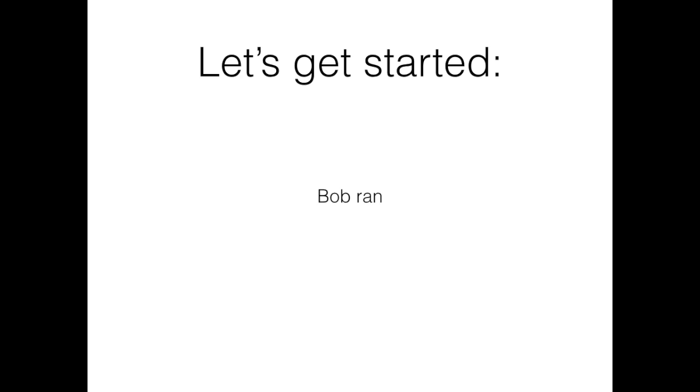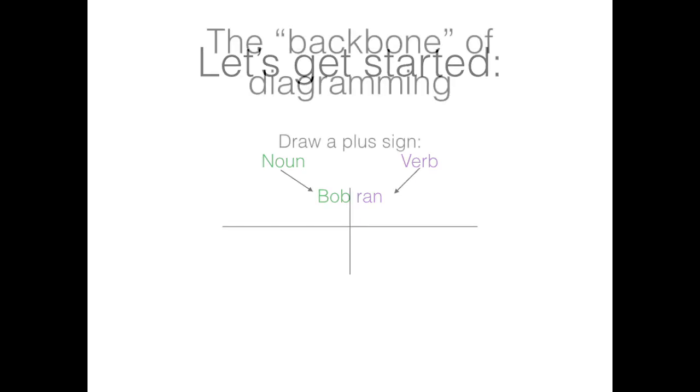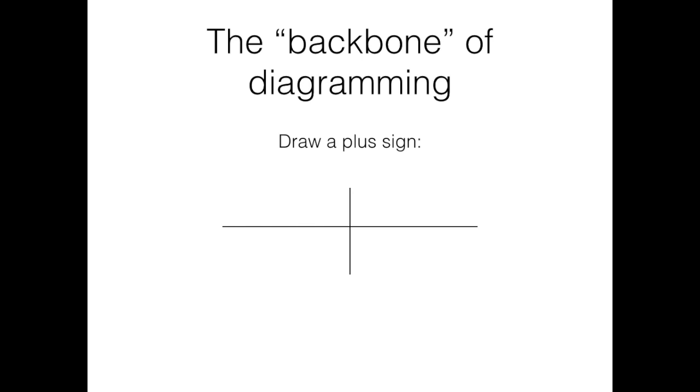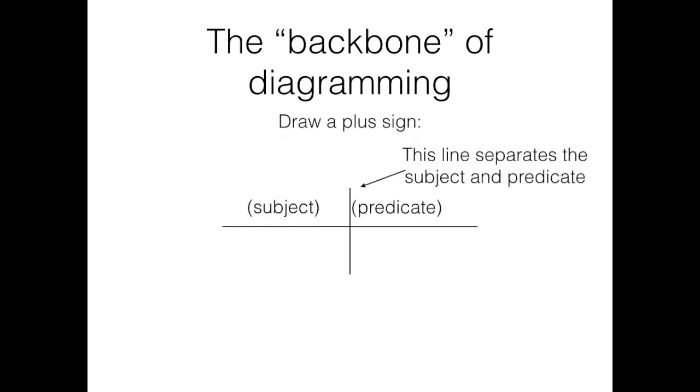Bob ran. This sentence has two words, a noun, Bob, and a verb, ran. These two words function as the sentence's subject and predicate, respectively. To diagram this, the first thing we're going to do is draw a big plus sign with a horizontal line larger than the vertical one. Once you have that drawn, it's important that the first thing you do when looking at your sentence is identify the divide between subject and predicate. We represent this divide with a vertical line. The subject goes on the left of the line and the verb goes on the right.